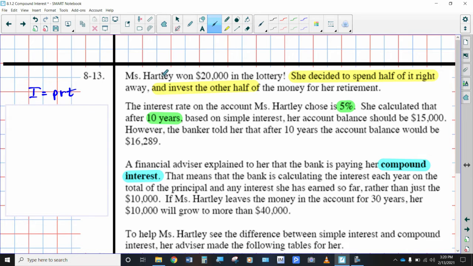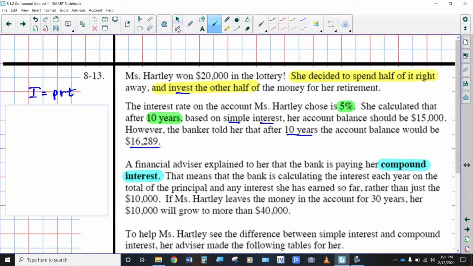All right, so Ms. Hartley won about $20,000 in the lottery. She decided to spend half of it right away, but then invest the other half into an account for her retirement. The interest rate on the account Ms. Hartley chose is 5%. She calculated that after 10 years, based on simple interest, her account balance should be $15,000. However, the bank told her that after 10 years, the account would actually be a bit more, $16,289.